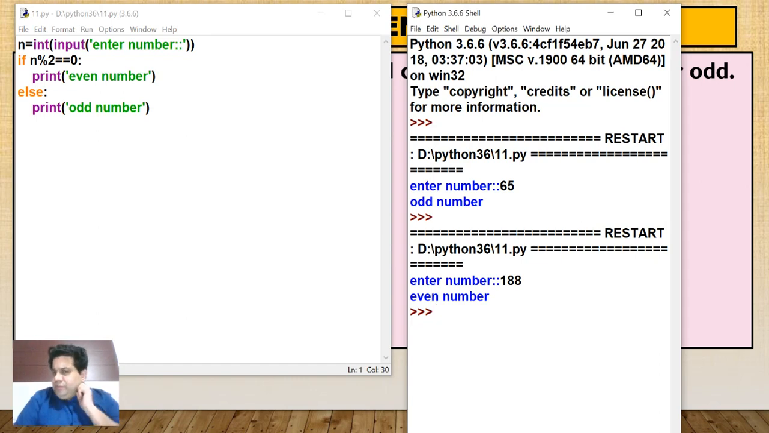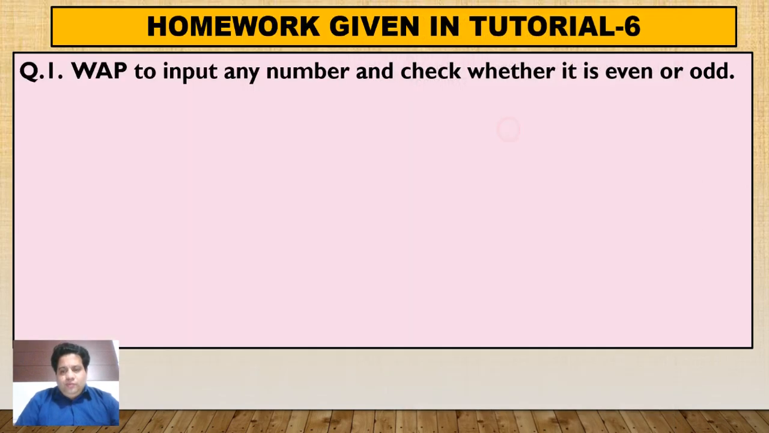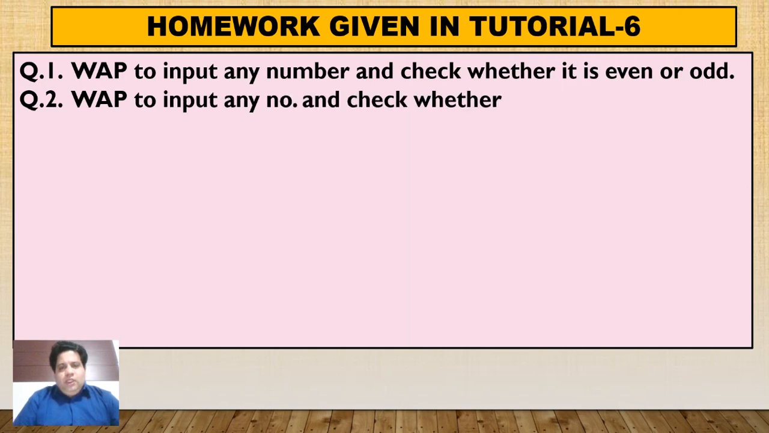So is it clear? If a number is divisible by 2, it means if I mod that number by 2, the remainder should be 0. The result should be 0. It means it is an even number, else it is an odd number. Now next program. Write a program to input any number and check whether it is positive, negative or 0. Now what is the logic?